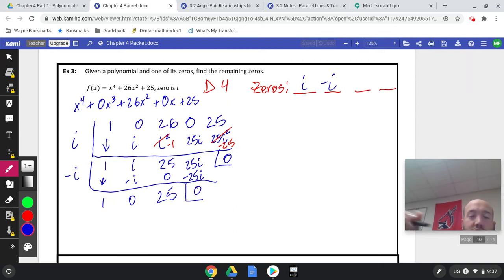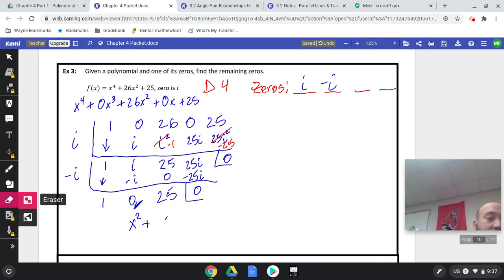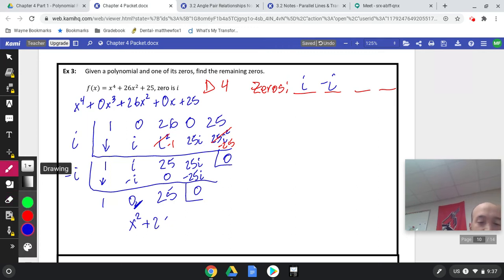Negative i also works. Now here, be very careful. Here's where I think some of you might make a mistake if you're not careful. This 25 is our constant. There is 0x right here, which means it is actually plus x squared, or 1x squared. So x squared, let me rewrite that: x squared plus 25.